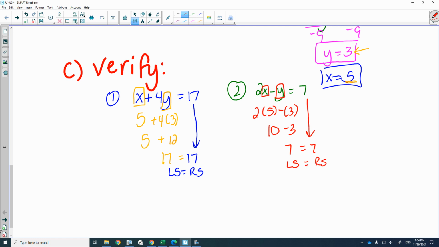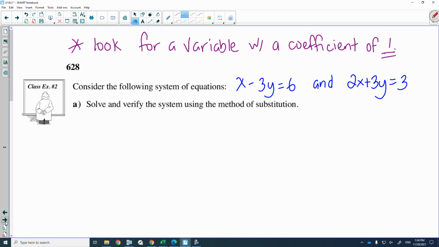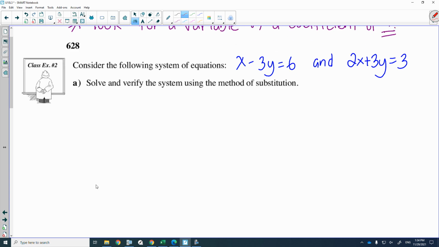Okay, flip your page. I don't like what they have for class example number 2. So I want you to write these two systems. Cross out, just put a line through the systems in number 2, and you guys put these two.